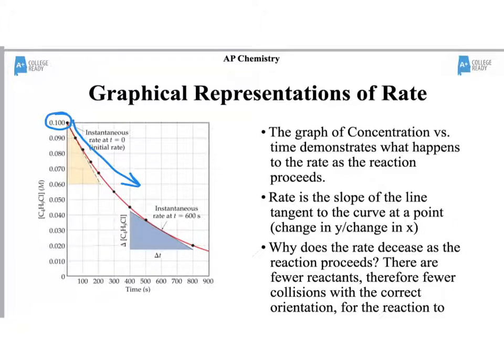When we first start, the reaction is going to go fairly fast. Why? Because our concentration is pretty high. But as the reaction proceeds, it's going to start slowing down because the concentration of the reactants is going to decrease and decrease and decrease. We have fewer reactants available, and when we have fewer reactants available, the reaction is going to start slowing down. Why? We'll have fewer collisions with the correct orientation, so we won't get as many products being formed.